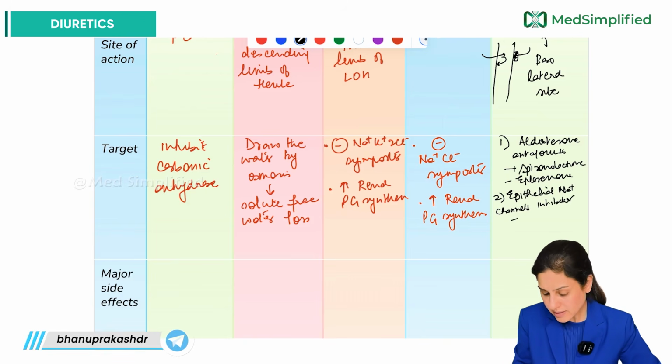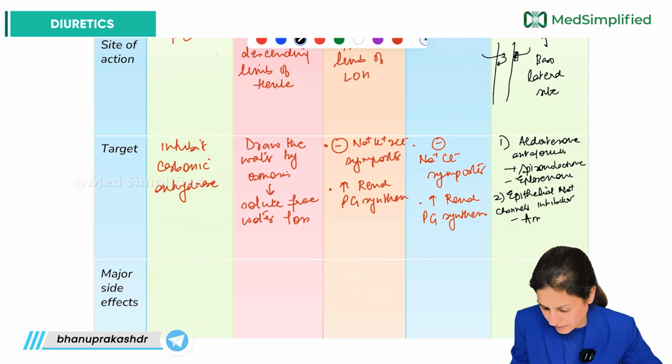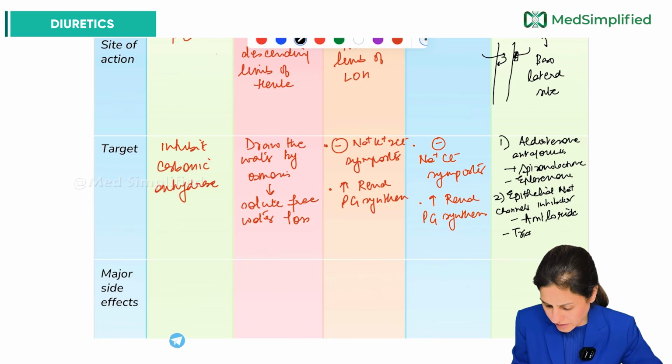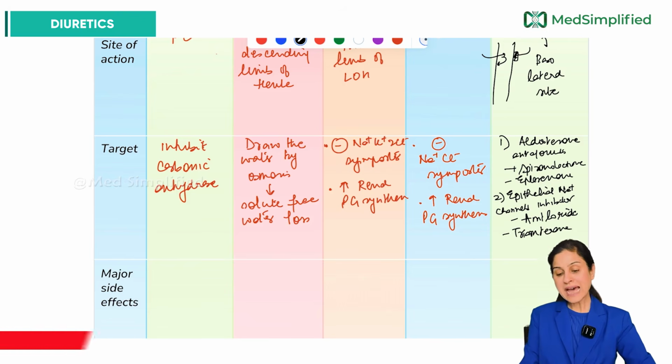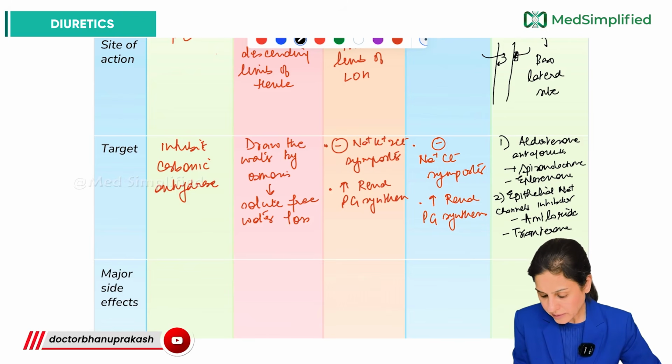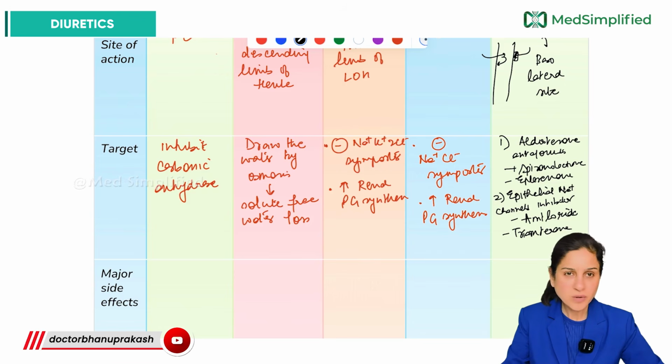So what are these drugs? These are your amiloride and triamterene. So remember, one is an aldosterone antagonist, the other one is an epithelial sodium channel inhibitor. Both are going to work in a similar manner and they are going to cause an increase in the potassium levels.